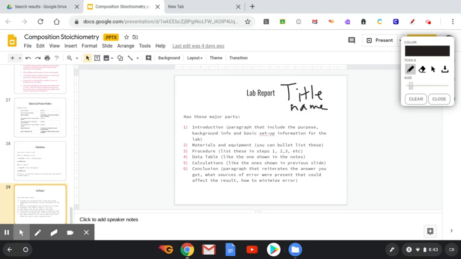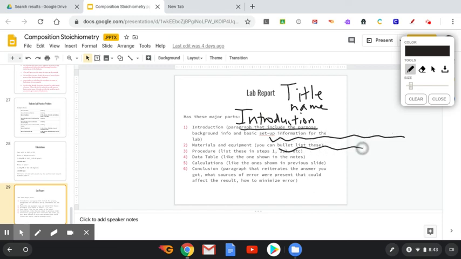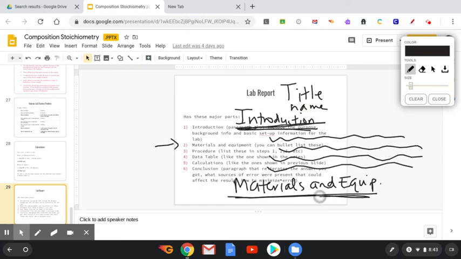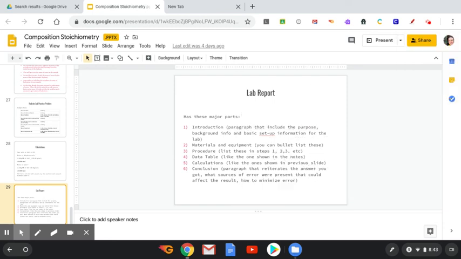Then when you go to fill this out, you are literally going to label each section. The first section, after you have this, you're going to literally type introduction and underline it. Under that, you're going to write your introduction in paragraph form. Then the next section is materials and equipment. You're going to write down materials and equipment and underline it. For each section, you need the heading: introduction, materials and equipment, procedure, data table. That's the first thing you've got to know.